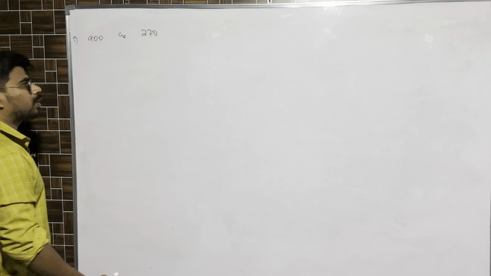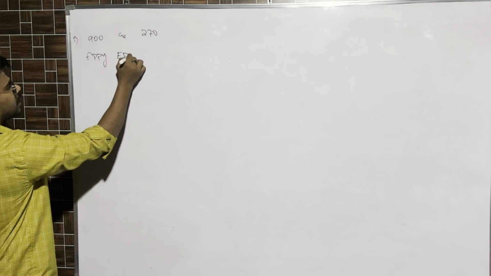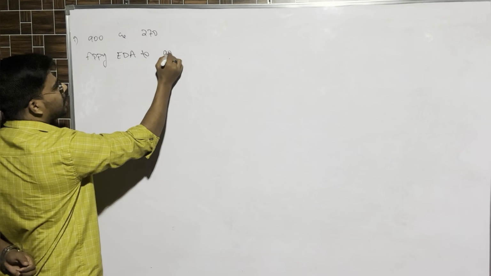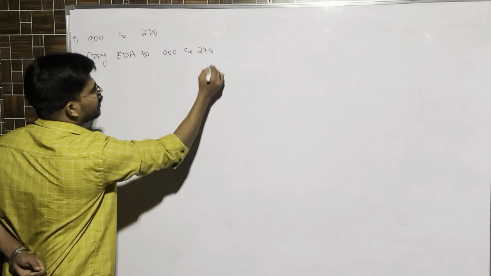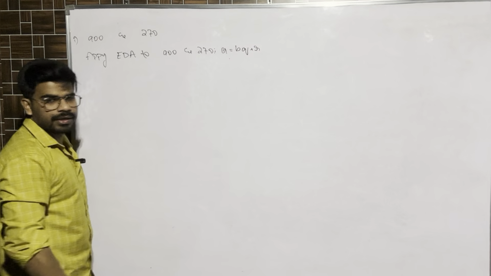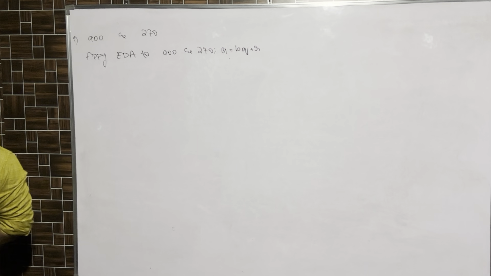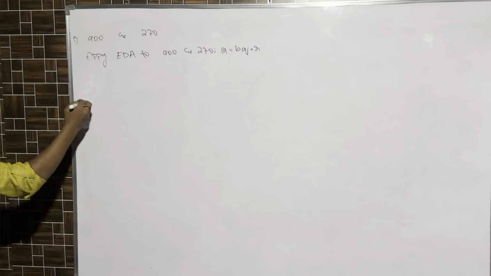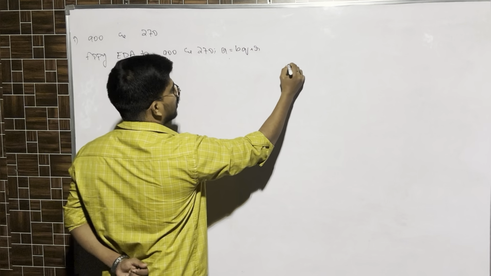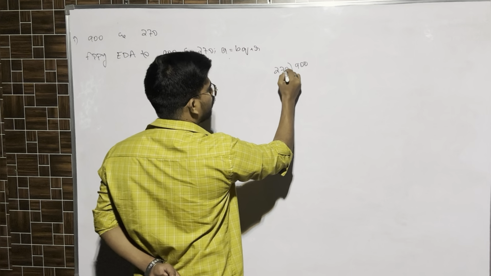So according to Euclid's, the first statement you write is: apply Euclid's division algorithm to 900 and 270. What is Euclid's division algorithm? A is equal to BQ plus R. A is the dividend, B is the divisor, Q is the quotient, R is the remainder. This we discussed in case of polynomials as well. So we have to divide 900 by 270.